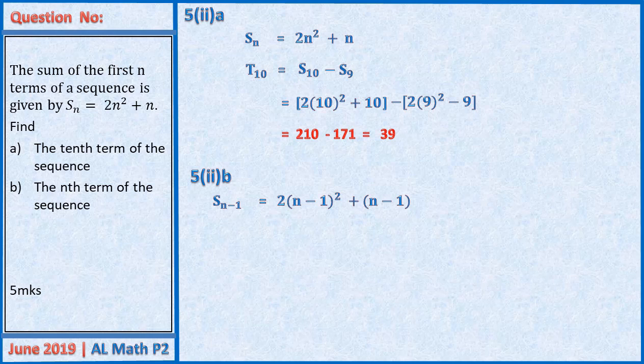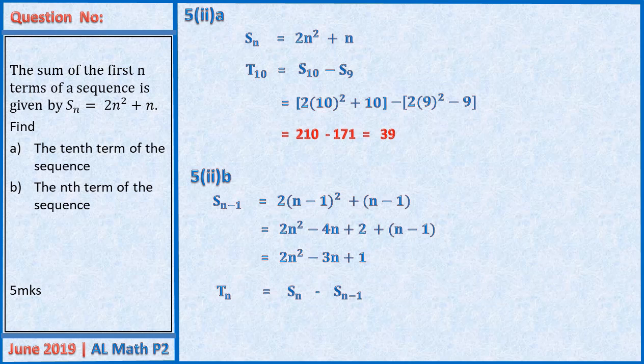So let us look for Sn minus 1. Sn minus 1 gives us 2 into, I replace n by n minus 1, squared, plus n minus 1. Opening out the brackets, we have 2n squared minus 4n plus 2 plus n minus 1. And when we simplify, we have 2n squared minus 3n plus 1. We now look for Tn.